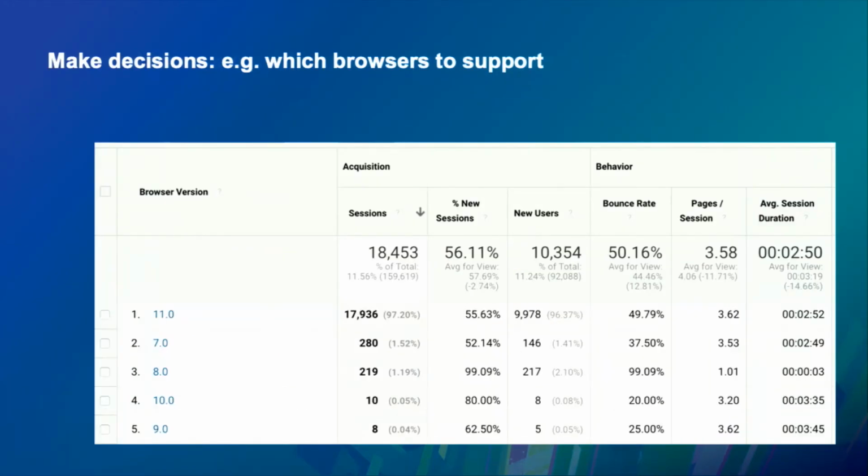We use this data to make decisions, like which browsers should we support. This is a table showing usage of different versions of IE, every developer's worst nightmare. Should we still support IE 8? Well, 219 sessions out of 159,000 last week use IE 8, so I think not. But IE 11, yes, we'll continue to support that. So it's important to have this data so that you're not making arguments blind about, well, we shouldn't support IE because I don't know anyone that uses IE. No, you can actually get the data and then make proper decisions.